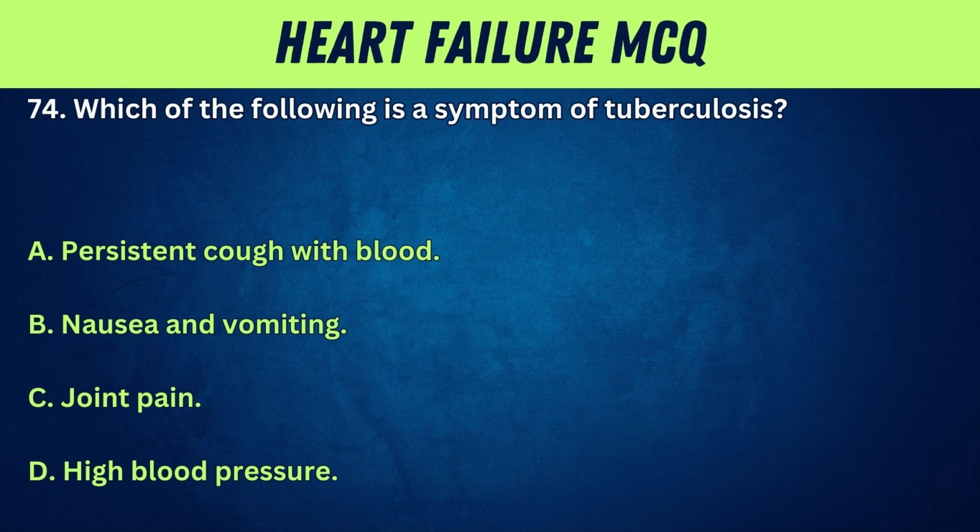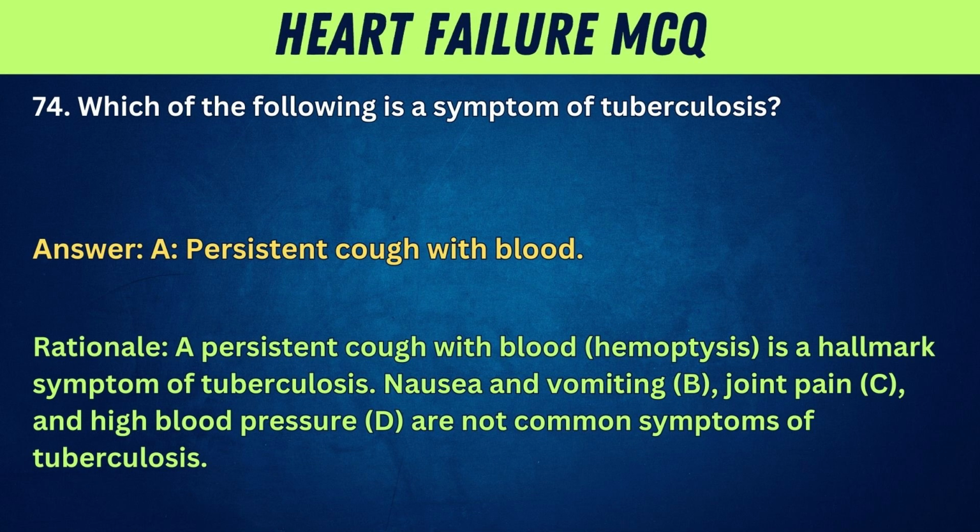74. Which of the following is a symptom of tuberculosis? A, persistent cough with blood. B, nausea and vomiting. C, joint pain. D, high blood pressure. Answer: A, persistent cough with blood. Rationale: a persistent cough with blood, hemoptysis, is a hallmark symptom of tuberculosis. Nausea and vomiting, B, joint pain, C, and high blood pressure, D, are not common symptoms of tuberculosis.